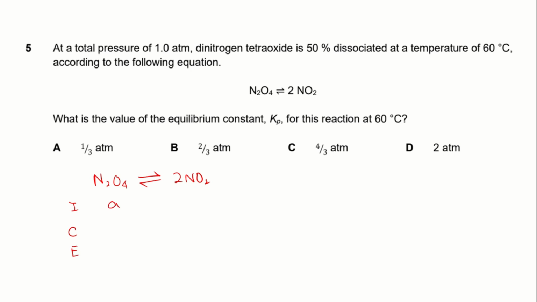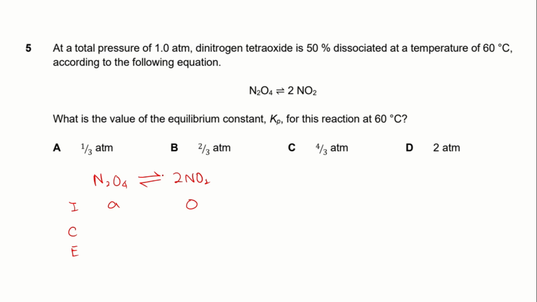Now, why did I put A? Because the question didn't give us the initial number of moles of N2O4. So I'll just put an unknown here to represent the number of moles of N2O4. Don't worry about which unknown I use, because later they'll cancel out in this question. Initially, there wasn't any product, so let's put 0 here.